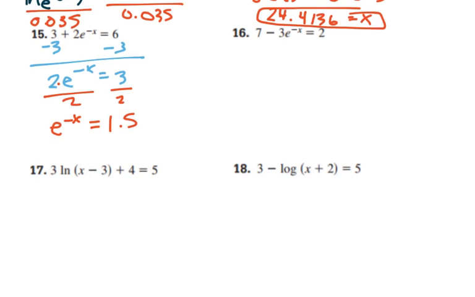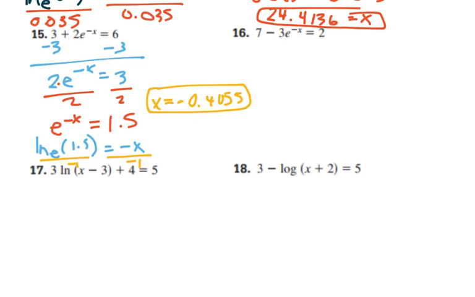Then it's in exponential form, so let's rewrite it with natural log, base e, of 1.5 equals negative x, meaning that whatever we get as our result, we'll divide by negative 1, and that will be our x. So natural log of 1.5 divided by negative 1 leaves us with negative 0.4055 if you round.